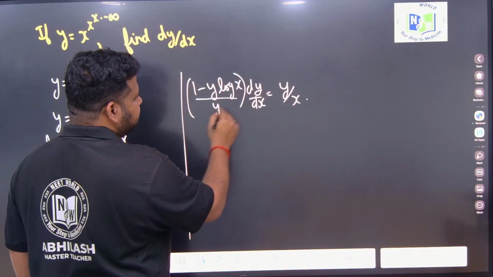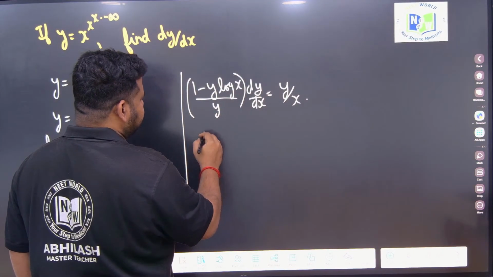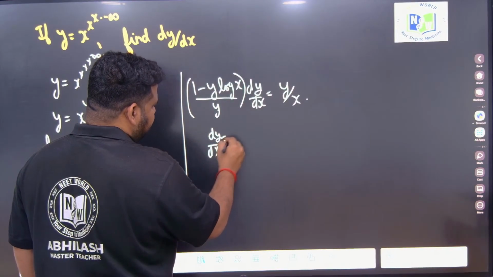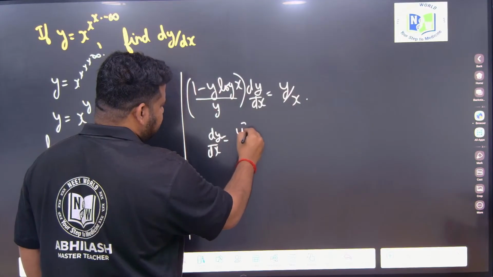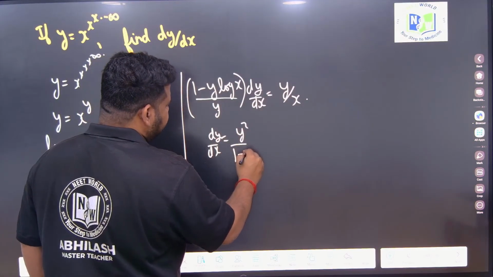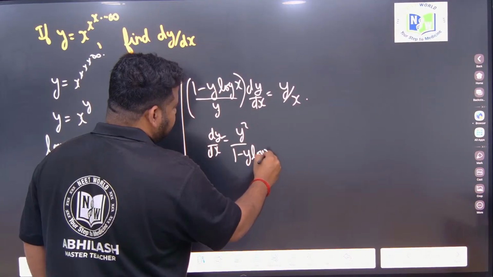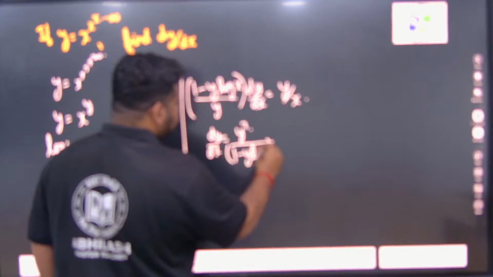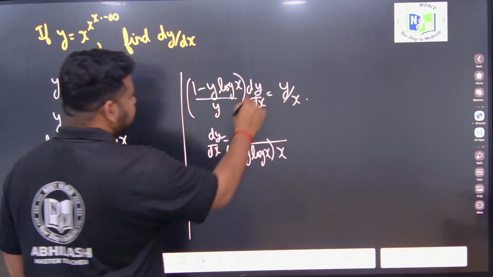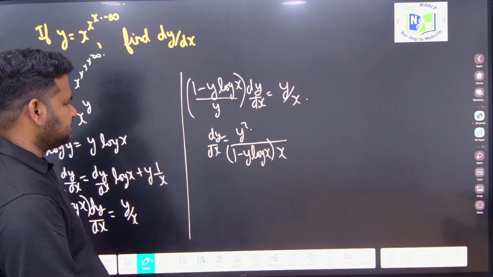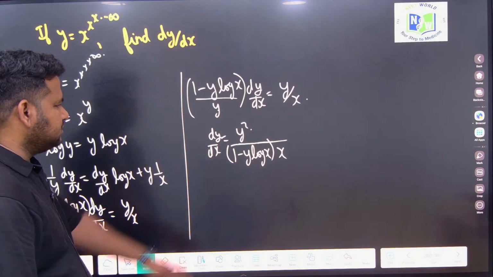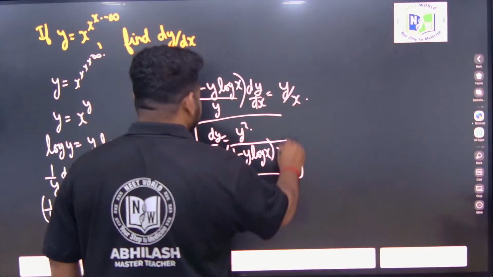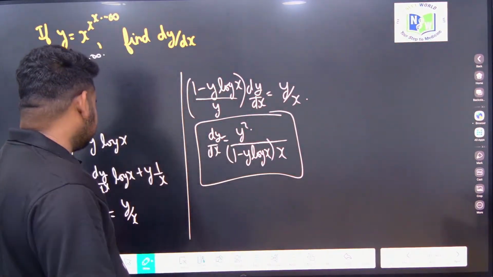If I want dy by dx, this y I will send to that side. So this will become dy by dx is equal to y square by 1 minus y log x, and x is also there. So dy by dx is y square by x into 1 minus y log x. This is the final answer to this question. Clear?